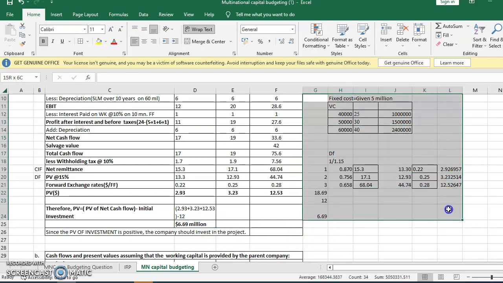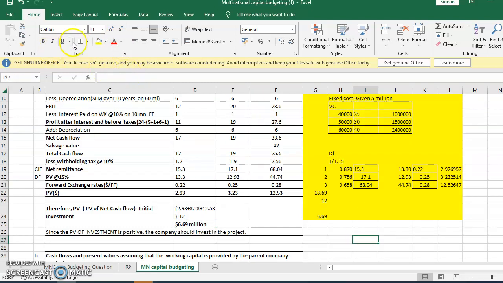So this you can use for your working notes, right? And yeah, we found that the NPV is 6.69, which is definitely a positive answer. So we can say that since the net present value of the investment is positive, the company should invest in the project.